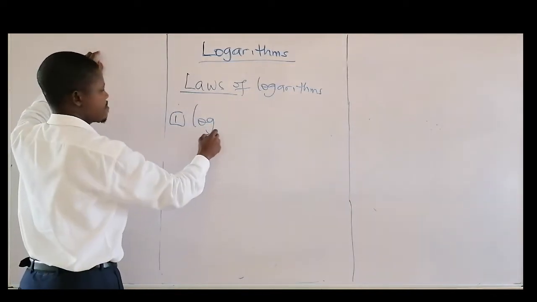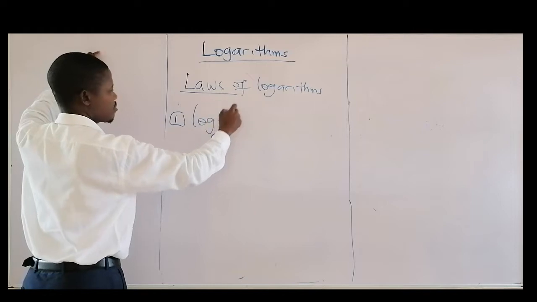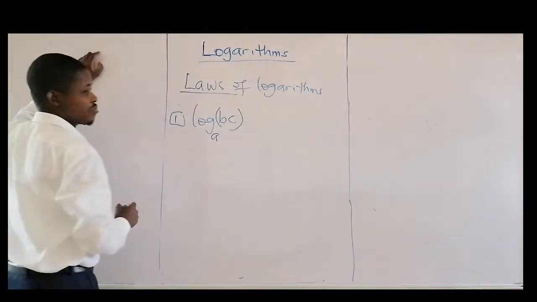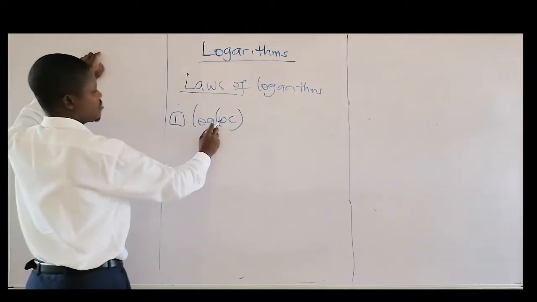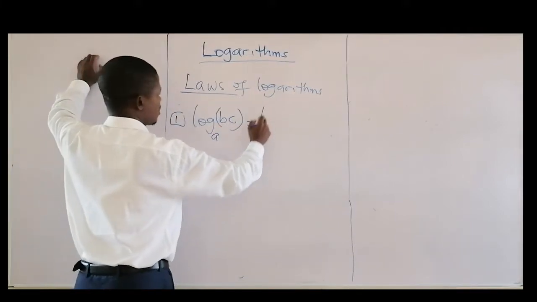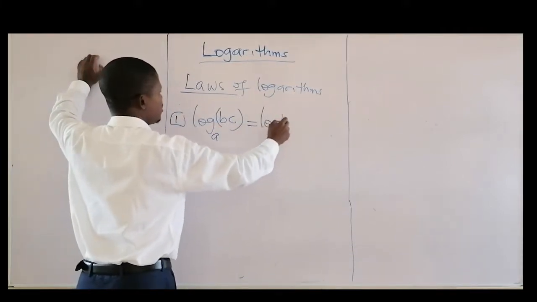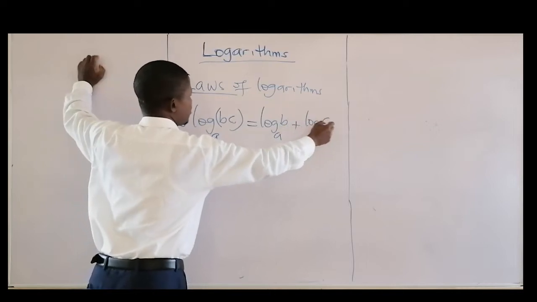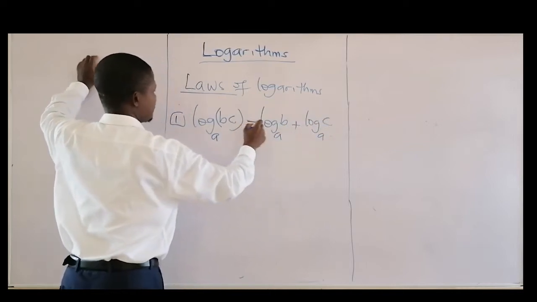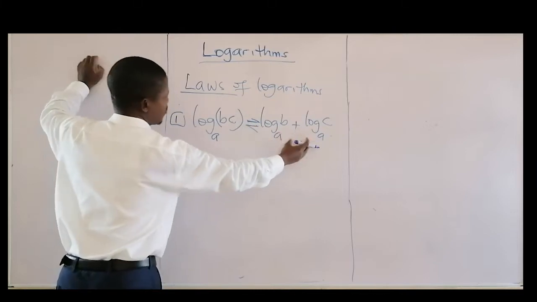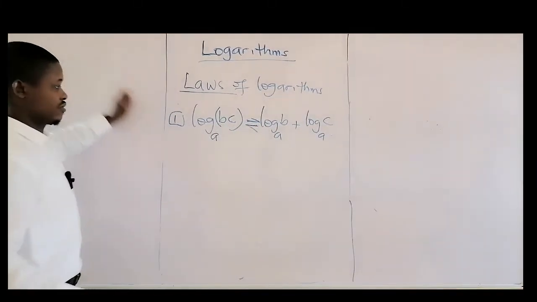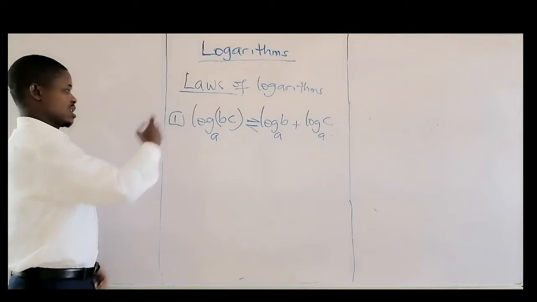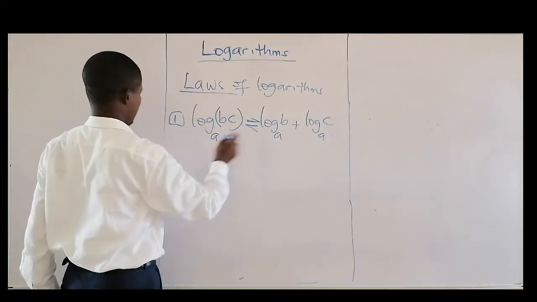The logarithm of a product of two functions, BC, will be equal to what? Log B base A plus log C base A. And it's vice versa. If you have this form, you can transform it to the left, and you can also transform the left to the right.